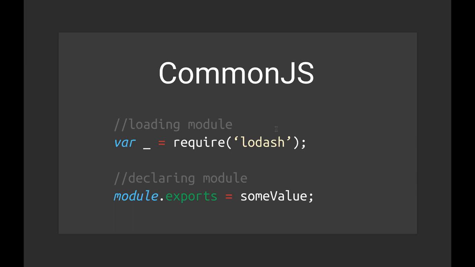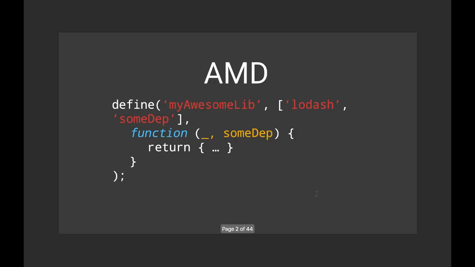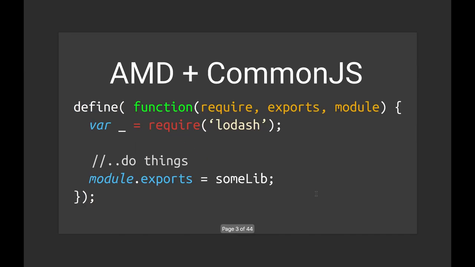You might be more familiar with CommonJS, because in all the Node.js code you are using this require syntax: require Redis, require React, require Bootstrap, right? And while exporting, we declare the module so that it can be used outside this particular file. Similarly, we have AMD, asynchronous module definitions, where we load modules in an asynchronous way using an XHR call. If we combine both AMD and CommonJS, then things will look like this. We are actually asynchronously loading the synchronous modules.